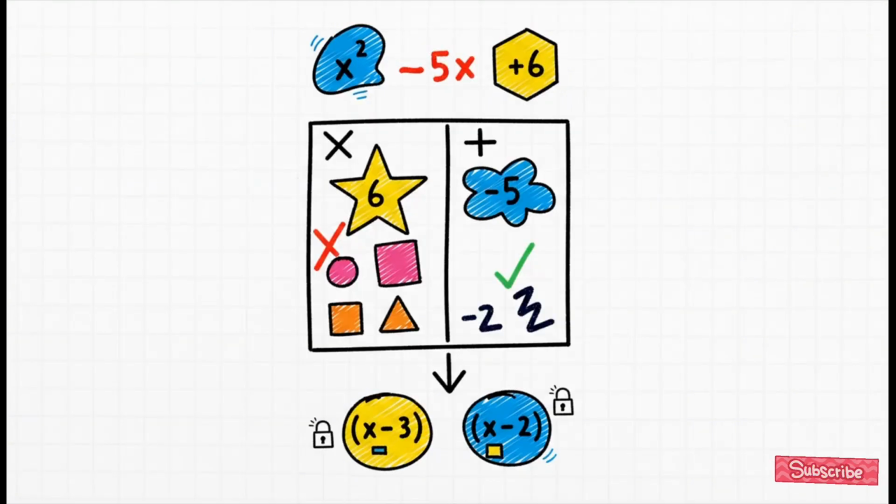Let's see it in action. To solve x squared minus 5x plus 6 equals 0, what's our first move? You guessed it, we factor it. We need 2 numbers that multiply to positive 6 but add up to negative 5. That means they both have to be negative, right? Yeah, it's got to be negative 3 and negative 2. So we can rewrite our equation as x minus 3 times x minus 2 equals 0.